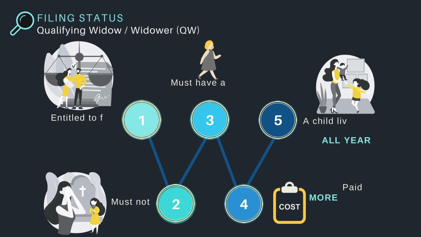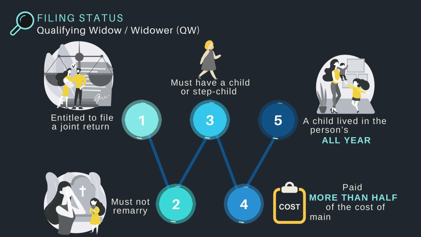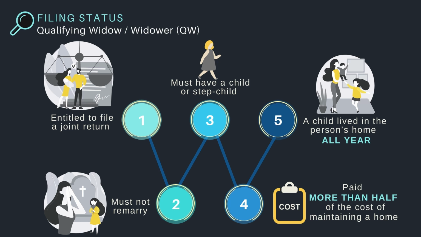To file as a qualifying widow or widower, the taxpayer must meet all of the following tests. 1. Must be entitled to file a joint return with their spouse for the year the spouse died. 2. Must not remarry before the end of the tax year. 3. Must have a child or stepchild, but not a foster child, whom the taxpayer can claim or could claim as a dependent. 4. The taxpayer and the deceased spouse paid more than half of the cost of maintaining a home. 5. A child lived in the person's home all year, except for temporary absences.